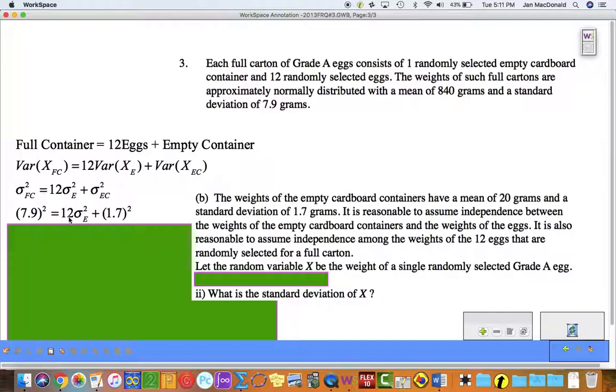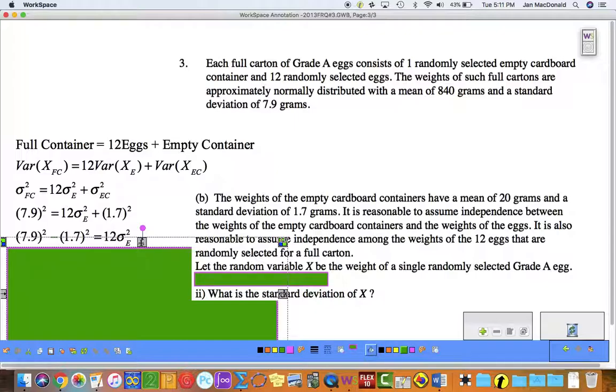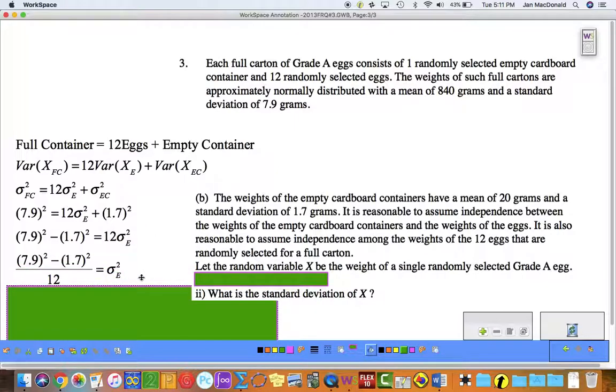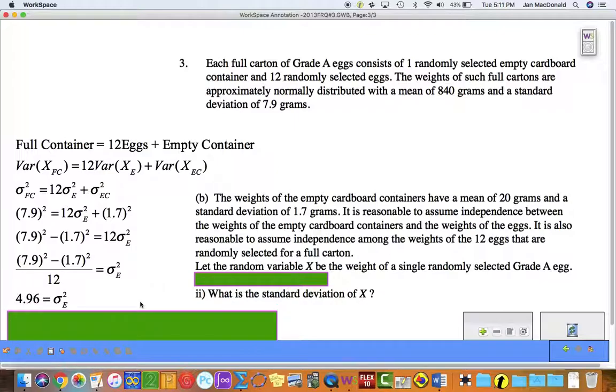Again, this is a pretty straightforward, simple Algebra 1 equation. You would subtract 1.7 squared on both sides and then divide both sides by 12. And you would get the variance of a single egg would be equal to 4.96.